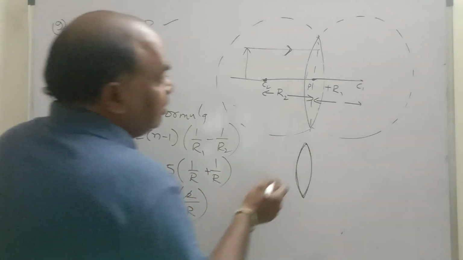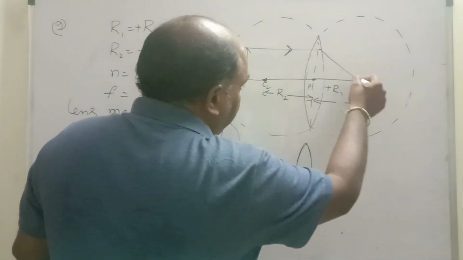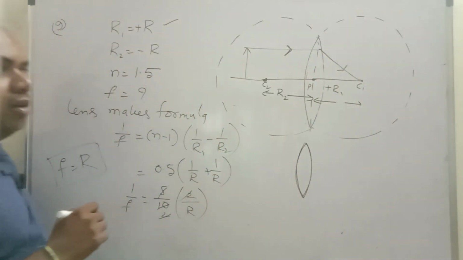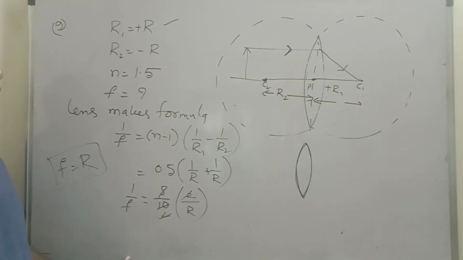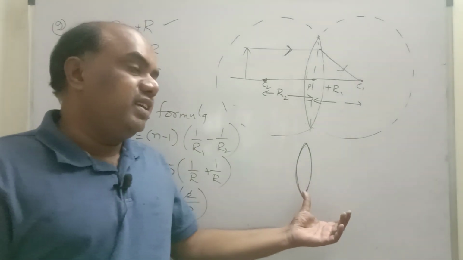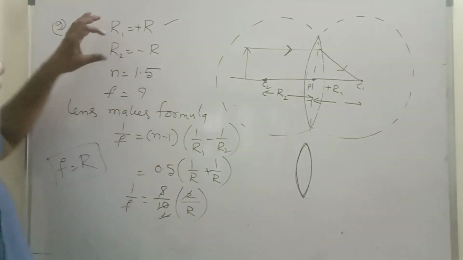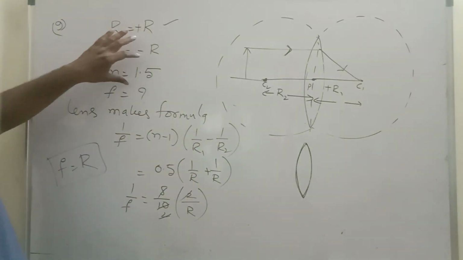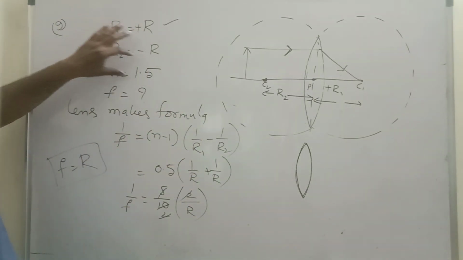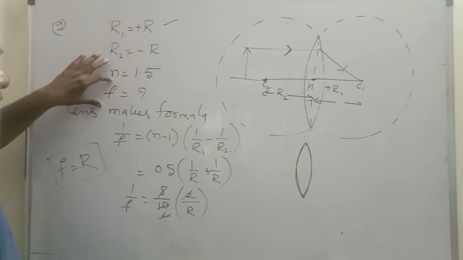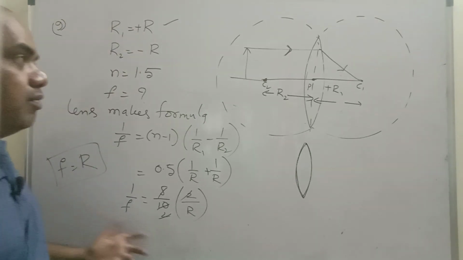That means the focal length will be the radius. So the image forms at the center of curvature. Focal length is nothing but the radius of curvature only. If two radii of curvature are equal, then with refractive index 1.5, what is the focal length? It is nothing but the focal length is equal to the radius of curvature.